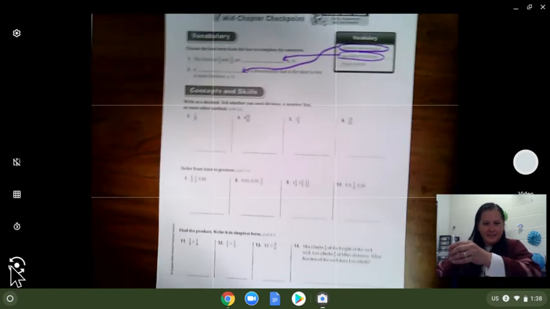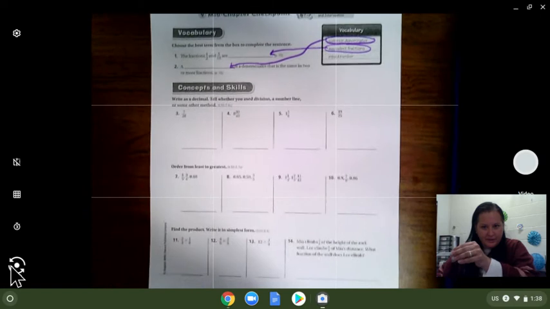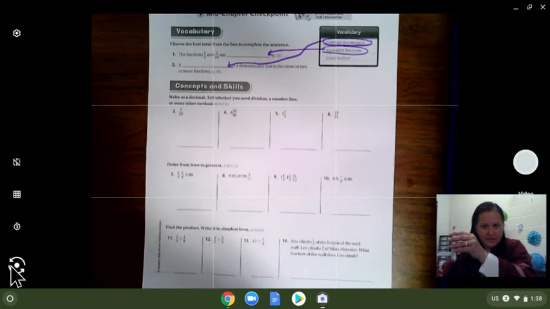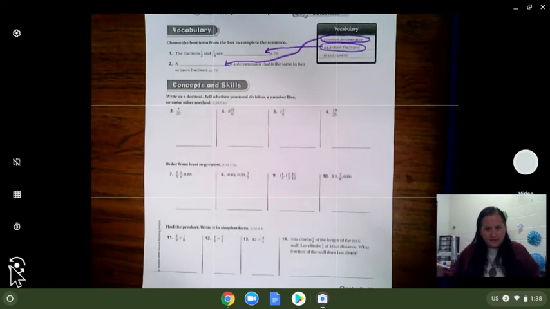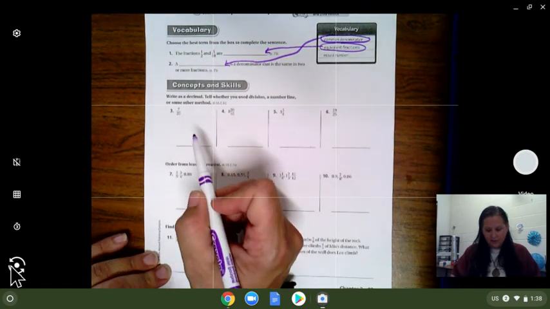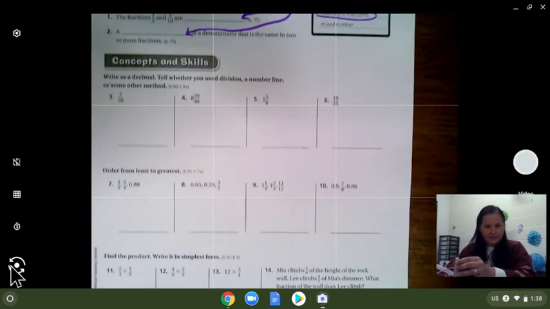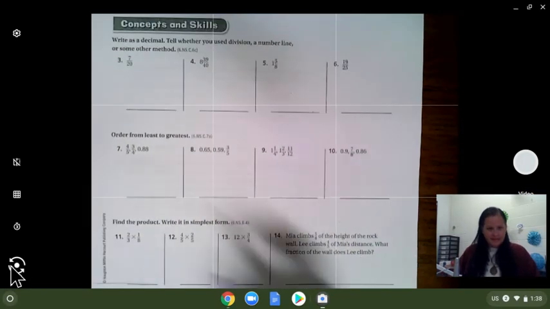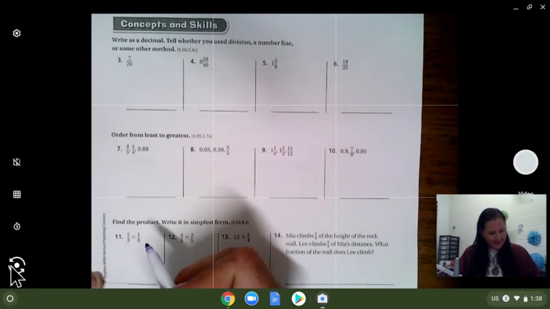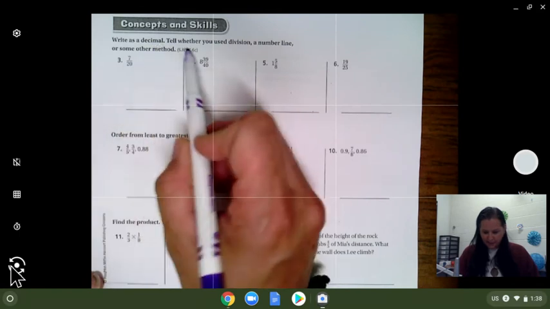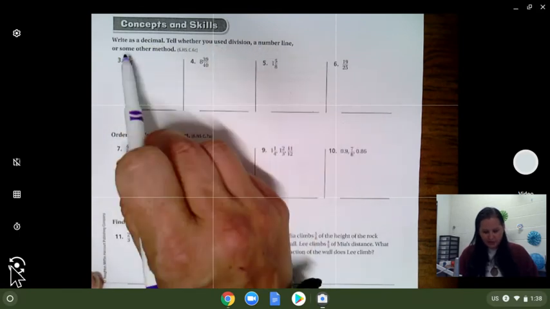I feel like this paper is difficult to read, so let me try to make it a little easier. All right, this says 7/20. We get in there a little closer. There we go. 7/20. So it's asking us to write a decimal, tell whether to use division, a number line, or some other method.